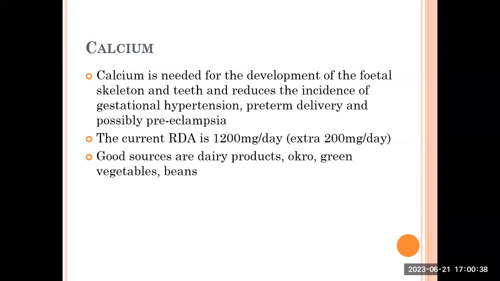Now, I was talking about calcium. For us, the RDA is 1,200 milligrams per day, which is an extra 200 milligrams compared to the pre-pregnant mother. So you need an extra 200, not twice what the pre-pregnant mother needs. The good sources are usually touted as dairy products, okra, green vegetables, beans, and whatnot. That's what the textbooks say.